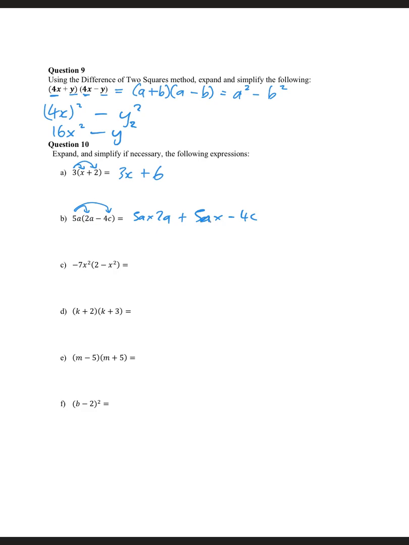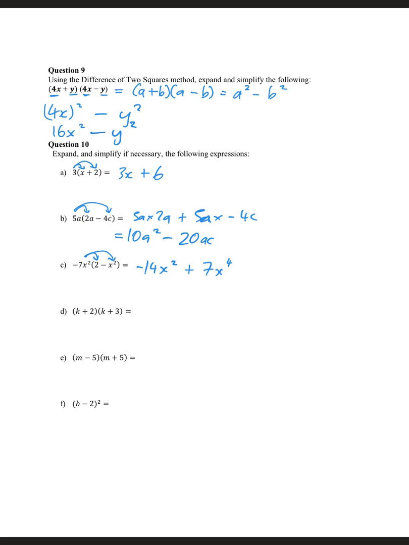I'm writing it out because this is a little more complicated. 5a times by 2a is 10a squared. 5a times by negative 4c, well, I'm timesing a negative by a positive, so it's going to be a negative answer. 5 times 4 is 20, negative 20, and then a times by c is ac. Distributive law again. Negative 7x squared times by 2, that's going to be negative 14x squared. Negative 7x squared times by negative, so that's going to be a positive. That's going to be positive 7, and then x squared times x squared is x to the power of 4.